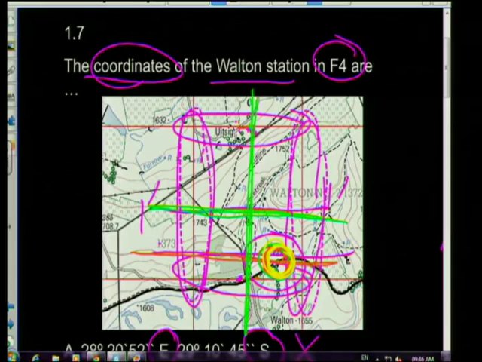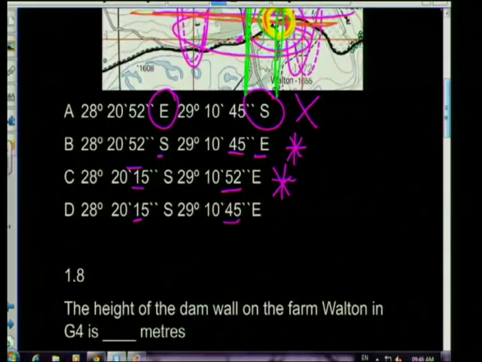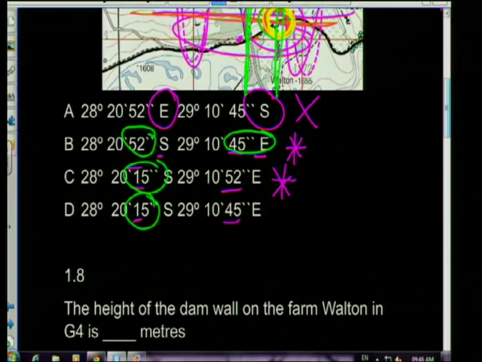If I look at the halfway point between these two points, I should be able to determine that here would be 45 seconds. So I'm looking for an answer that's 45 seconds greater on the latitude and 45 seconds greater on the longitude. Let's look at the options here. Here's my option there. Notice that 15 seconds is much less than 45 seconds. So my correct answer for this option is B.